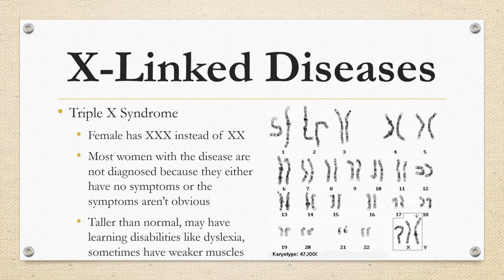You can also have triple X syndrome, where you have an extra X chromosome instead of just the typical XX. Now, most women with this disease aren't diagnosed with it because there's not a lot of differences that can be seen. So the symptoms aren't really obvious. Sometimes they might be taller than normal. Sometimes they might have a learning disability like dyslexia. They may have weaker muscles, but you won't be able to tell just from looking at them.